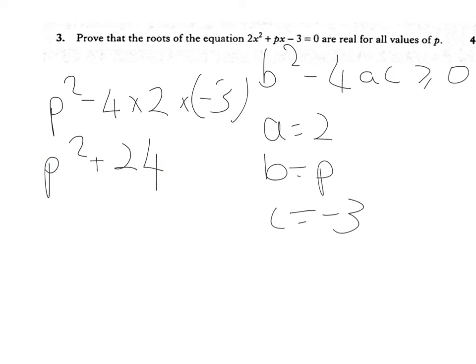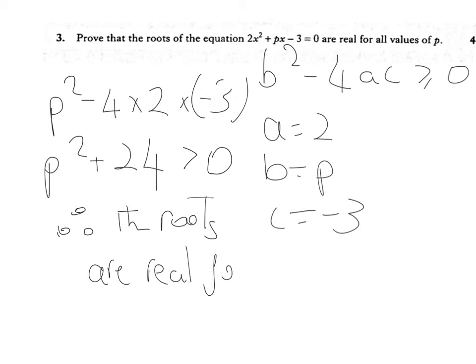So the key thing really though is that we can say that the discriminant is greater than 0, which is part of a condition of greater than or equal to 0. So it's greater than 0. So p squared plus 24 is greater than 0. Therefore, the roots are real for all values of p. And that's the end of the question.